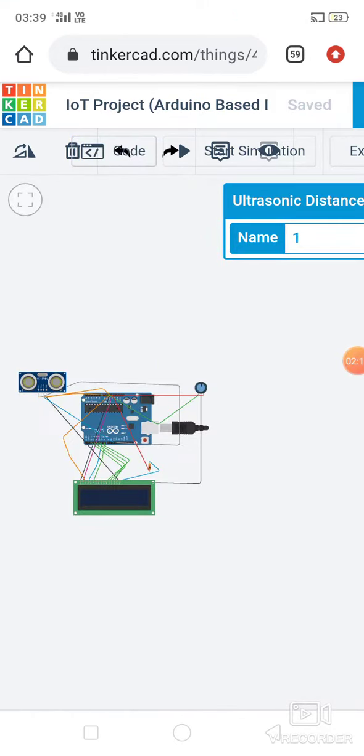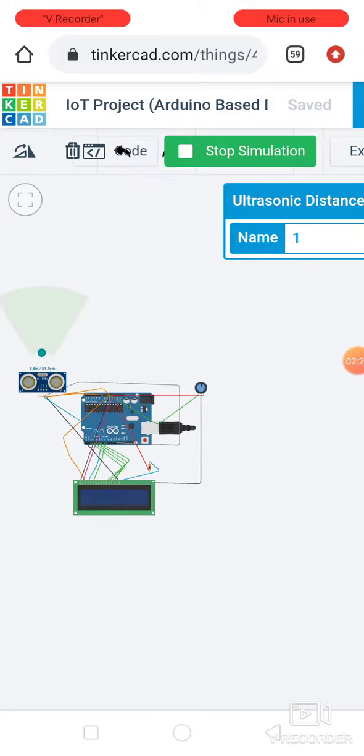Now I am going to simulate it. Just as the simulation starts, you can see here the blue color object, and the distance of that blue color object from the sensor is 21 in centimeter and 8 in inch. So it is 8 inch away from the sensor, or we can convert it as per our need. We can convert it into meter or into kilometer.